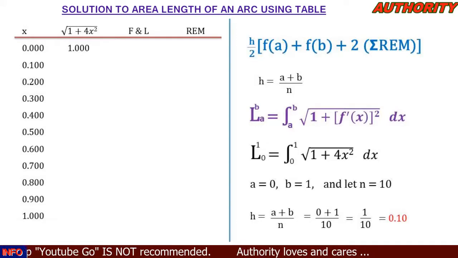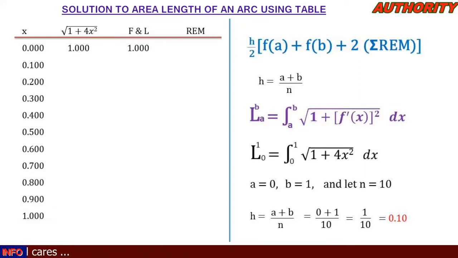Now, in the place of F and L, that is first and last, the first value you just got is 1.00. So we write it under this place. In rem, we have no remainder. This remainder is talking about what comes after the first and last. The ones that are remaining after the first and last are the ones you write under the column of remainder. Is that clear?